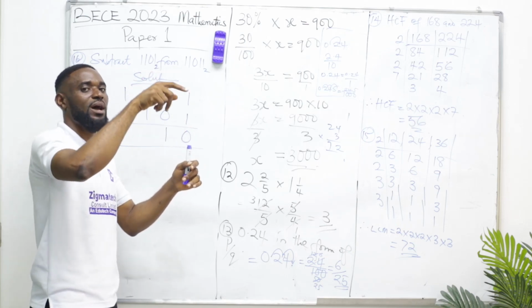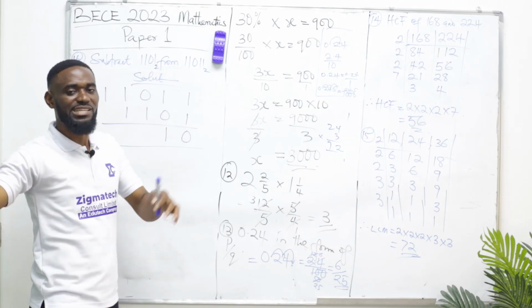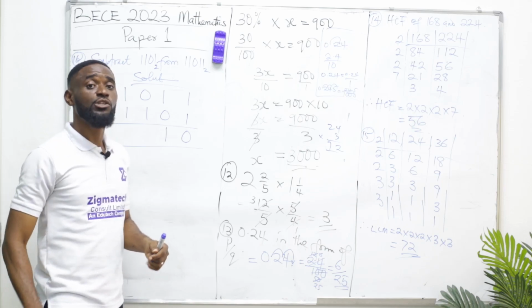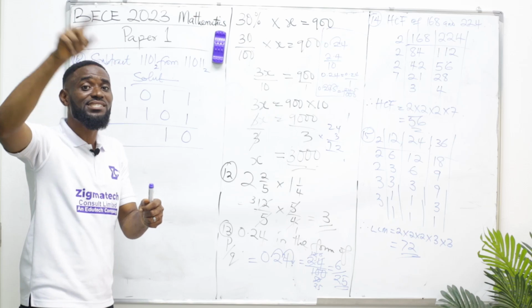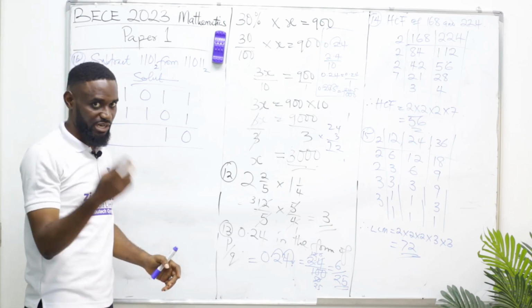After 1, 0, we have 1, 1. Okay, it corresponds to 3, just like that. Do you get the point now? So if I have 2 minus 1 giving me 1, it means 1, 0 minus 1 should also give us 1. Do you understand the point now?